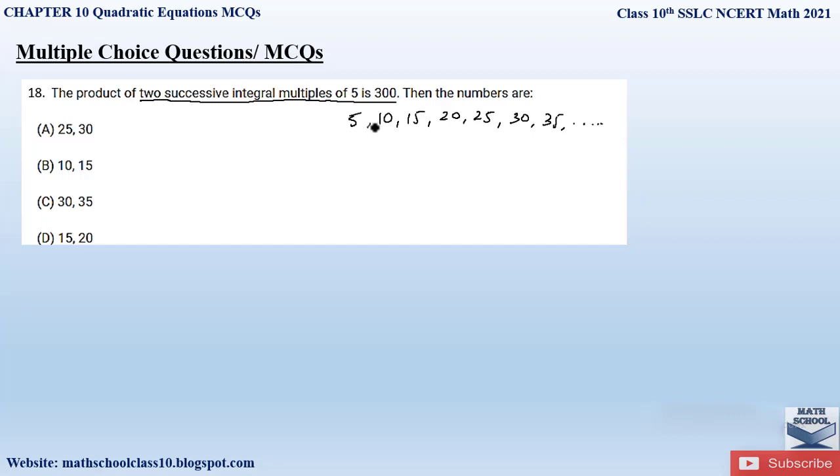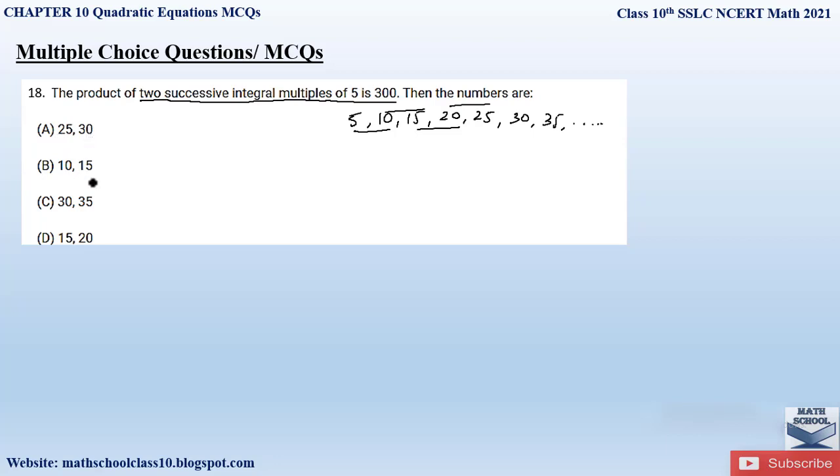So two successive means the numbers which are one after the other. So it can be 5 and 10, or 10 and 15, or 15 and 20, or 20 and 25, like that. They have given us 4 options, and you can see that all the options are successive, right?